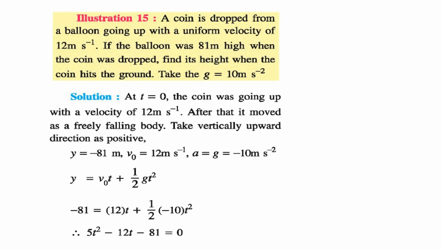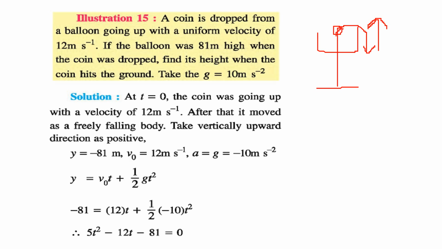A coin is dropped from a balloon going up with a uniform velocity of 12 meter per second. So there is a balloon. It is going up with a uniform velocity. Now this coin is being dropped from this balloon. If the balloon was 81 meter high when the coin was dropped, so when the coin was dropped, it was 81 meter high from the ground. Find the height when the coin hits the ground.